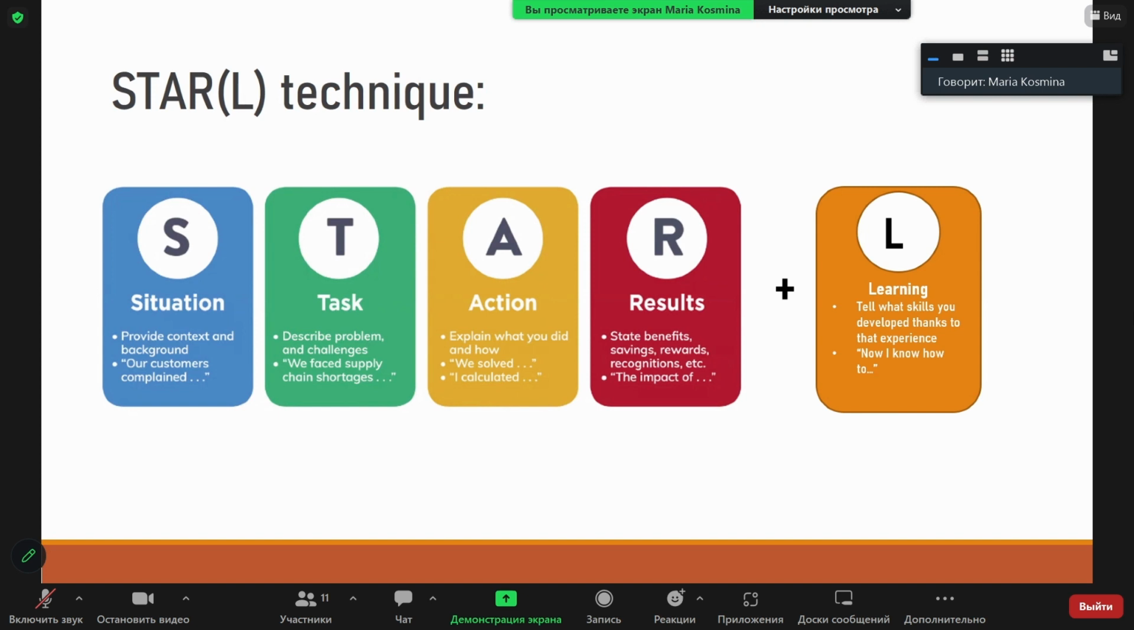In recent HR approaches, they now also use L in the end, so it's STARL. If you want, you can add your learning experience. So how did this situation help you to change your ways? What can you now do differently? How can you transfer this experience to a similar situation in the company you are applying for?